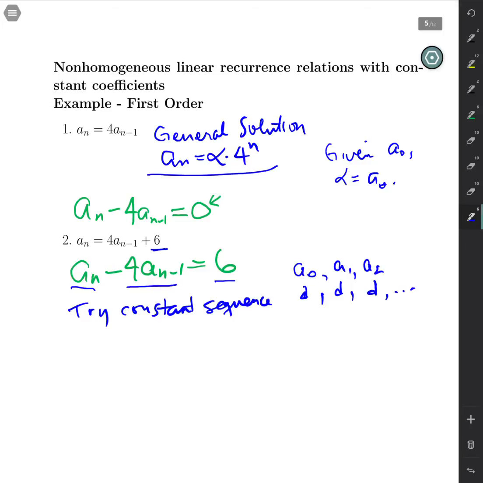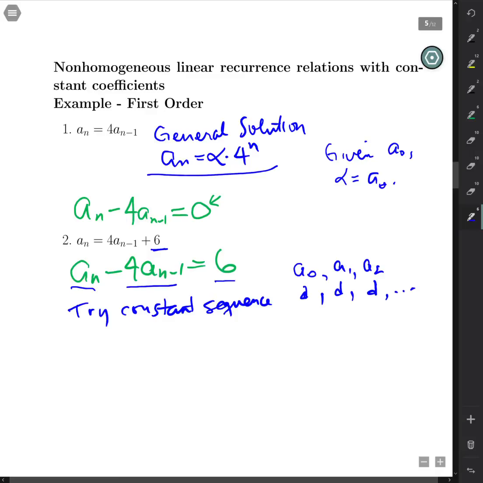And if we try that into our equation here, then we would have a_n is d, minus 4a_{n-1} is minus 4d because it's constant, is equal to 6, and that's a fairly simple equation to solve. That gives us d is equal to minus 2. So in fact, that's a d there. The sequence a_n, and I'll put a little p up here for particular, which is constant, is a solution.